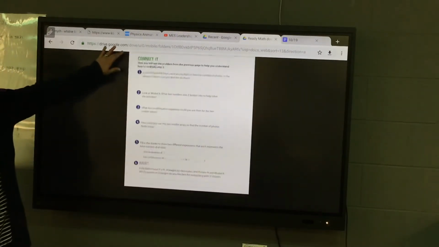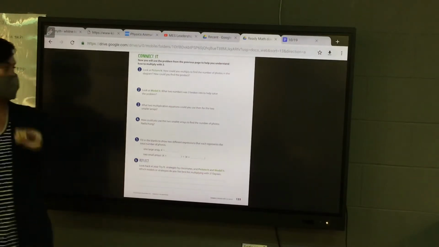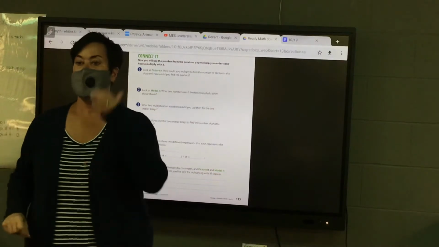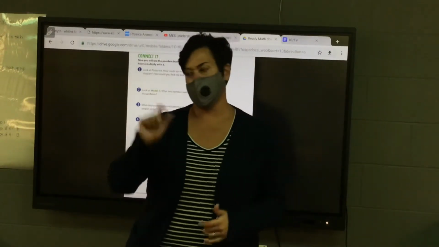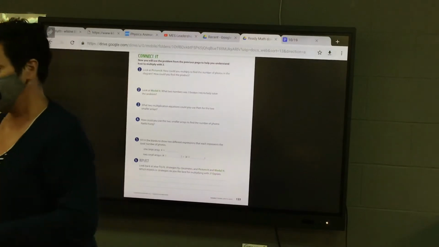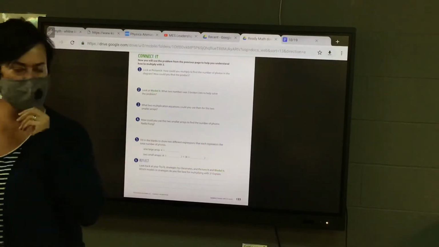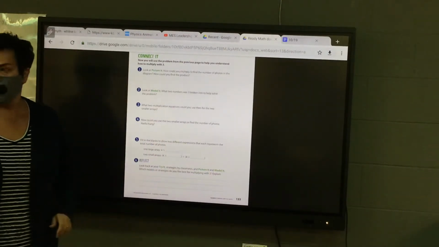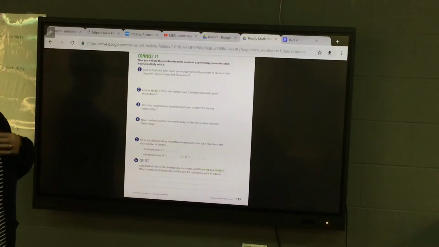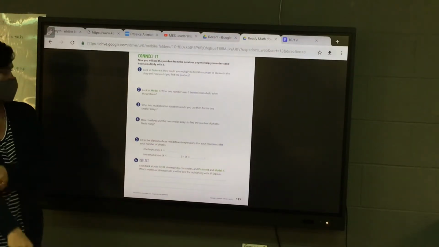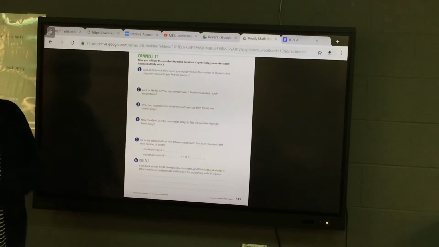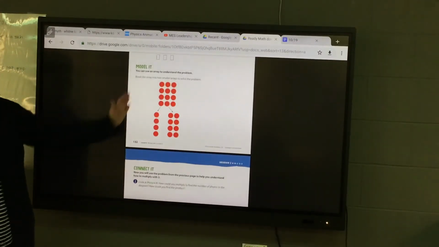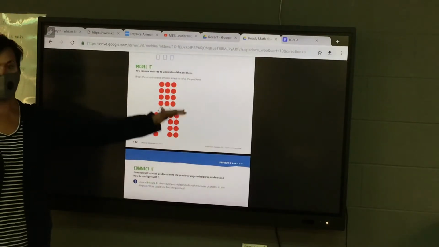Let's go back to 2. What 2 numbers was 3 broken into to help solve the problem? 1 and 2. Write it down. What and what? 1 and 2. Okay. All right, so we just said it was broken into 1 and 2.